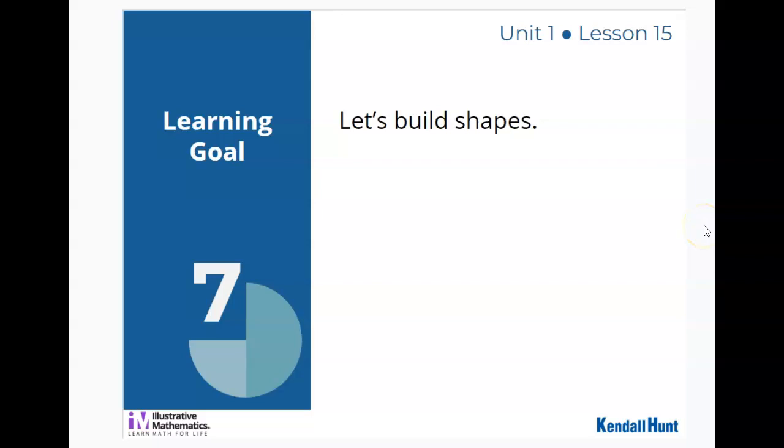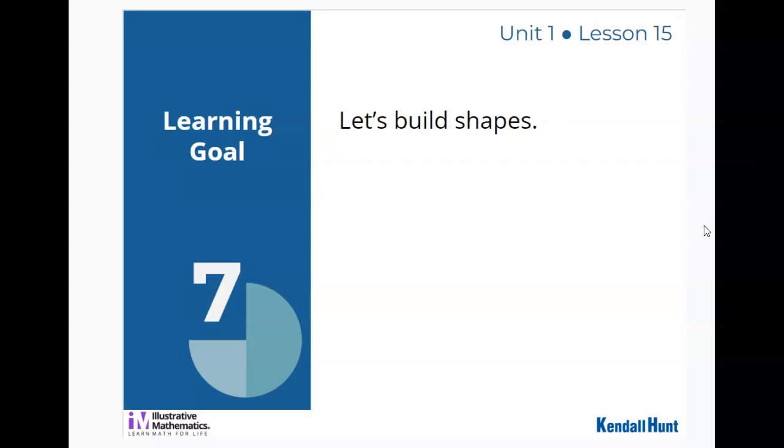Hi, today we're going to look at lesson 15 on page 104 of your workbooks. Today we're going to be building polygons, specifically quadrilaterals and triangles, and we're going to see some characteristics of when we can and when we can't make those.